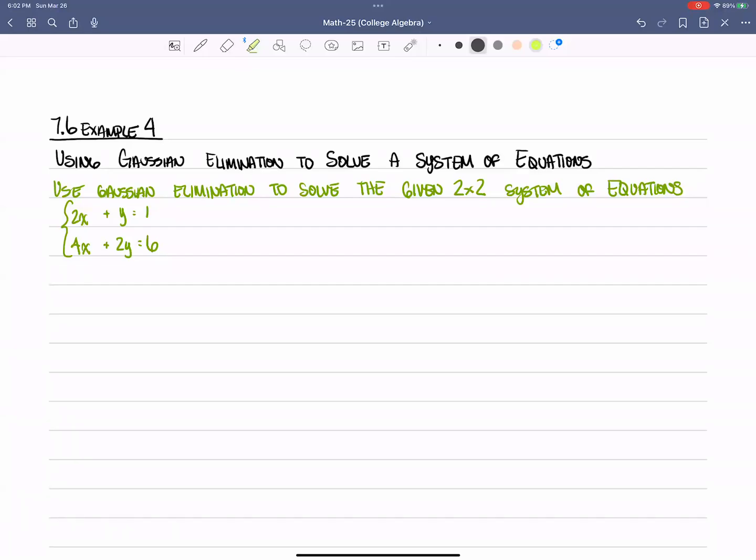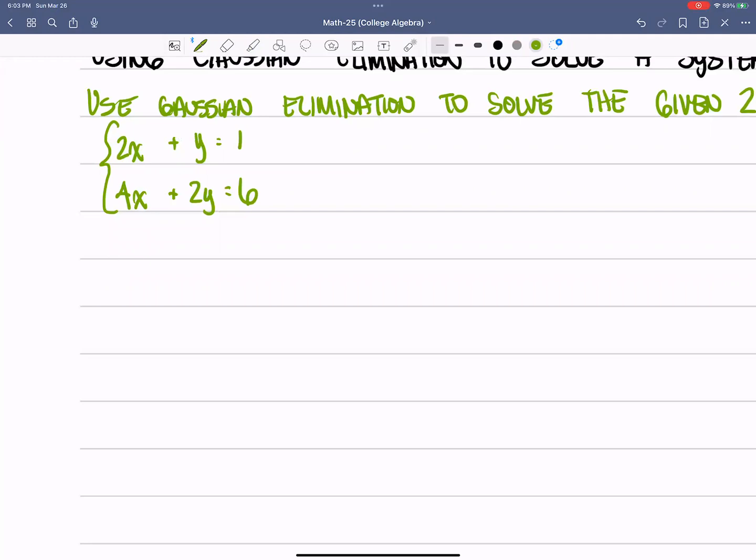Section 7.6, example 4, using Gaussian elimination to solve a system of equations. Use Gaussian elimination to solve the given 2x2 system of equations. All right, I kind of feel like we're a little bit more used to it now, so let's go ahead and jump into our system of equations.